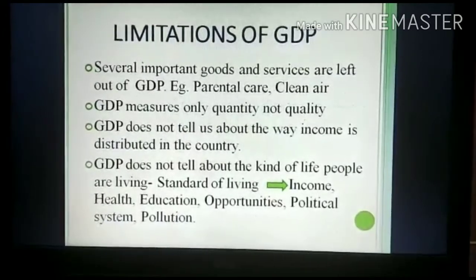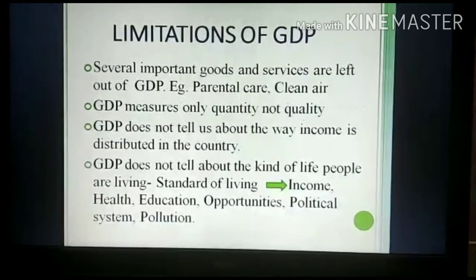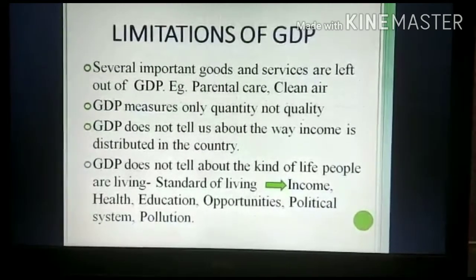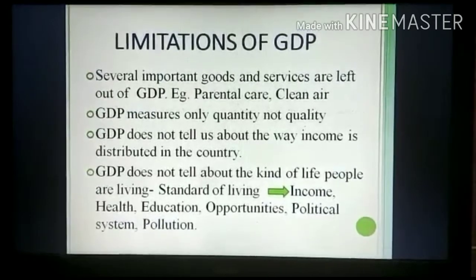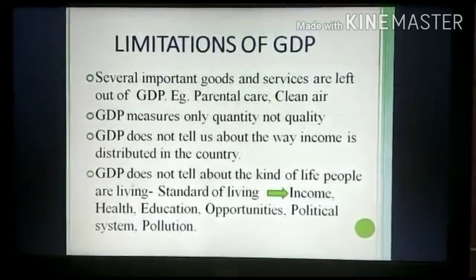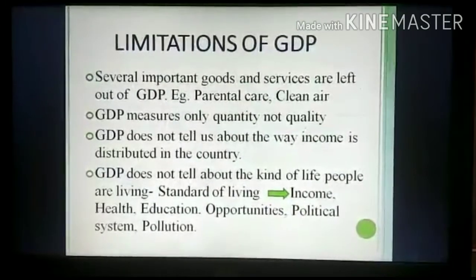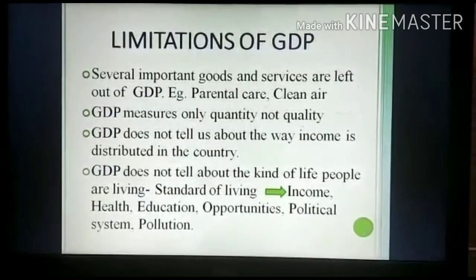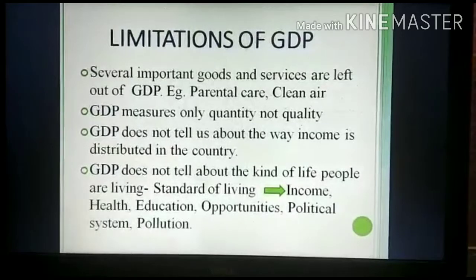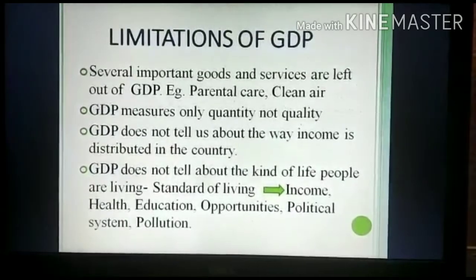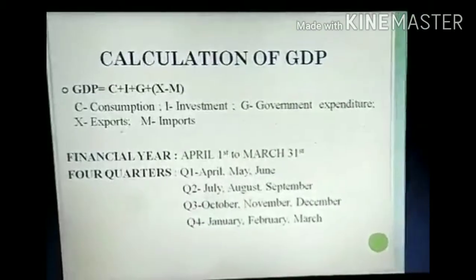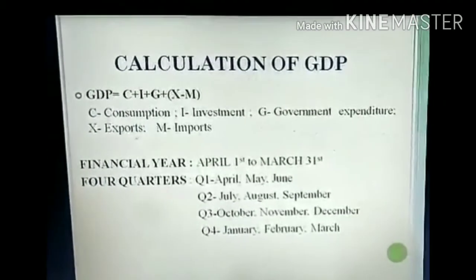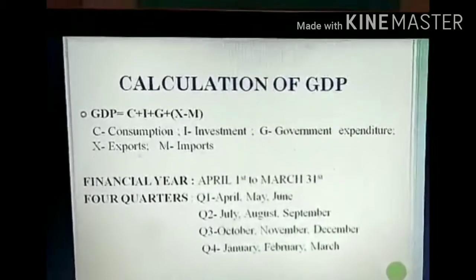So now consider all these limitations. While we are calculating our GDP, we want to achieve economic development. So either the government or the economists must restructure the calculation of GDP. Then only we can achieve good prosperity for the economy. The next one, we will move into the calculation of GDP, how we are calculating our GDP.